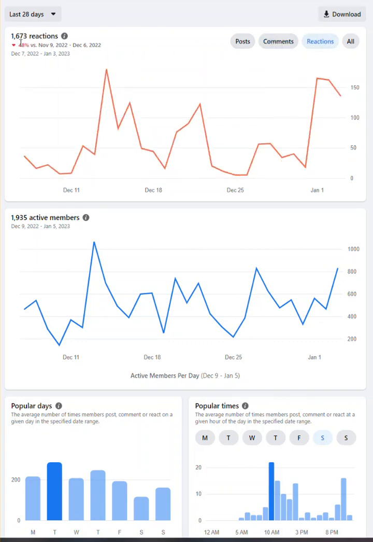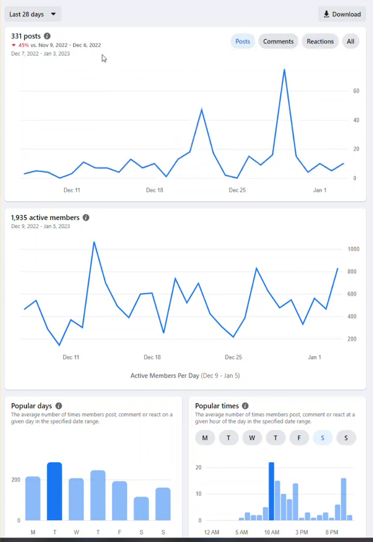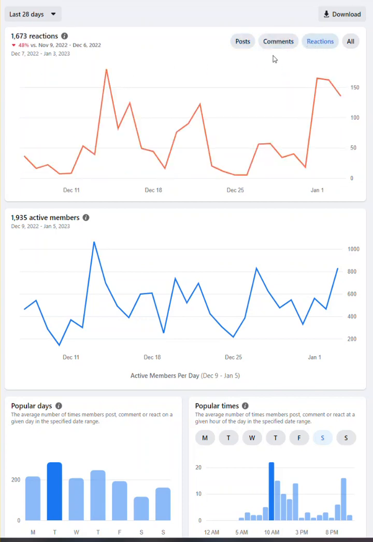Just an important way of looking at it. And then reactions are also consistently down a little over 45%. So between 45 and 50% consistently for posts, comments, and reactions over the past 28 days. So that tells a very clear story there for you.